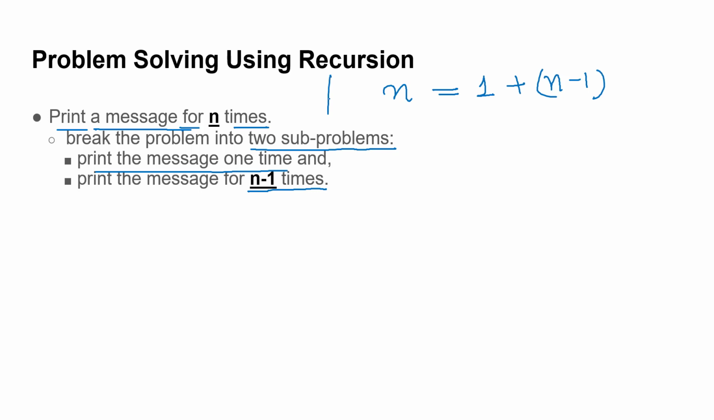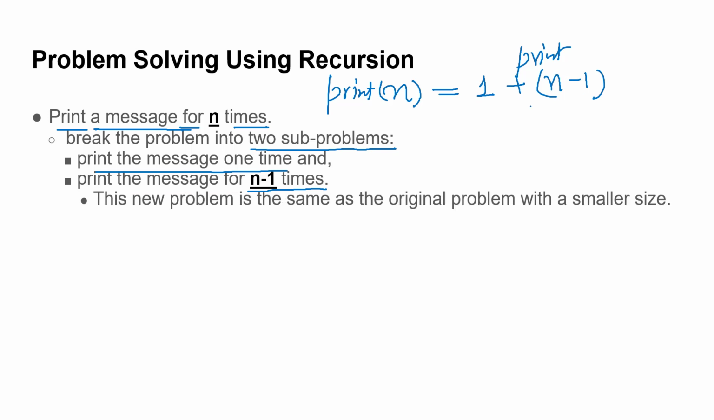Print n is equal to 1 plus print n minus 1. If I had to write a method, print n and print n minus 1, I'll do it this way. So this problem here is the same as the original problem with a smaller size. Initially you were required to print n times. Now after printing it once, you have to print it only n minus 1 times.